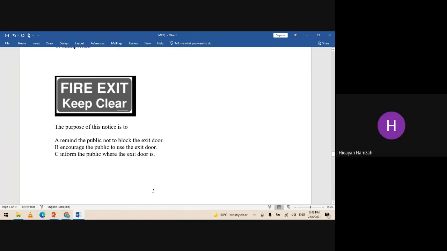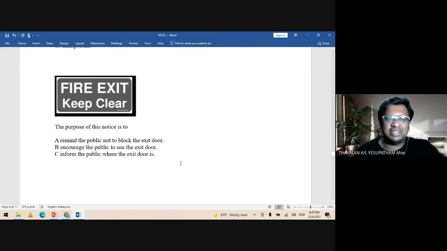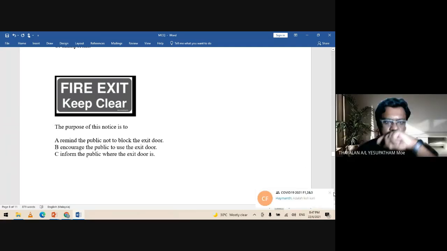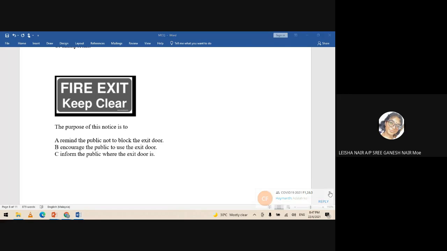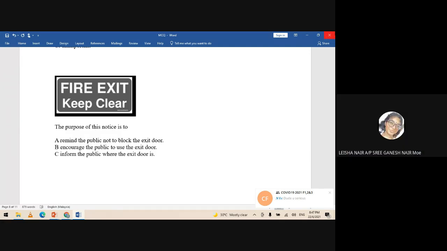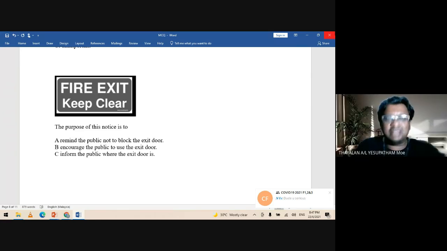Fire exit. Keep clear. The purpose of this notice is to remind the public not to block the exit door, encourage the public to use the exit door, inform the public where the exit door is. C, sir. Answer C. If you said answer C, then you have overlooked the phrase. A, sir. Sorry. Yes, it is A.